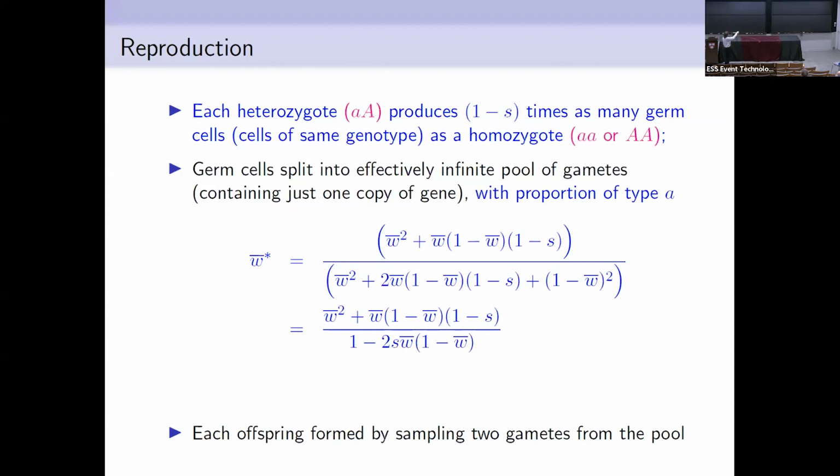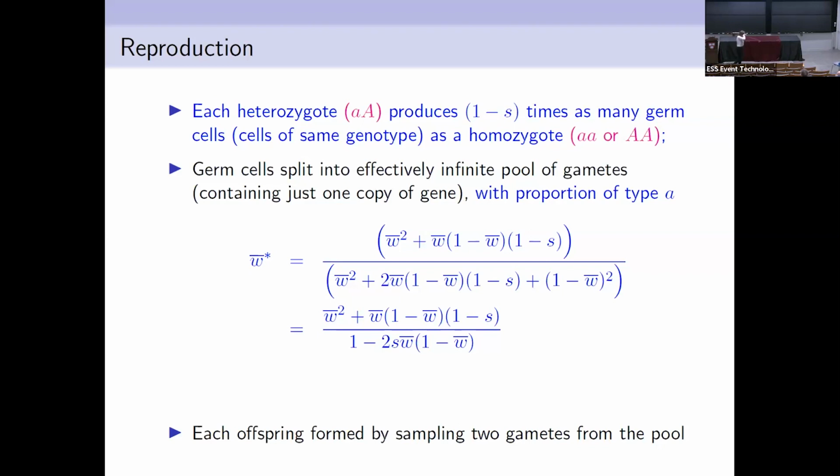W bar squared, well, everybody who's yellow, all the yellow flowers' gametes are little a, so that's a whole W bar squared. For a heterozygote, remember we're producing 1 minus S times as many germ cells. Those germ cells split into how many heterozygotes are there? Well, there are twice W bar, 1 minus W bar, but only half of their alleles are little a. So that's what's on top. And then on the bottom is just the total number of gametes in the pool. And so we obtain this ratio.